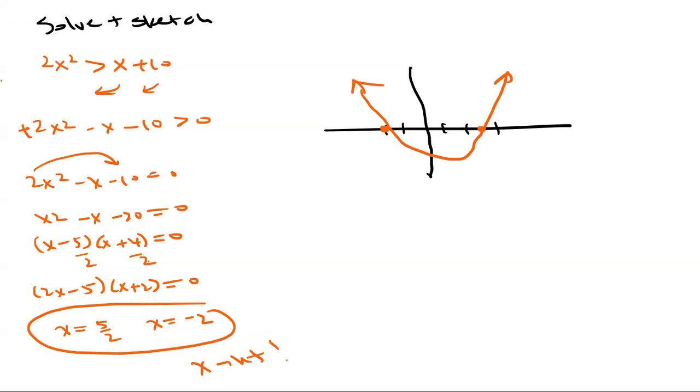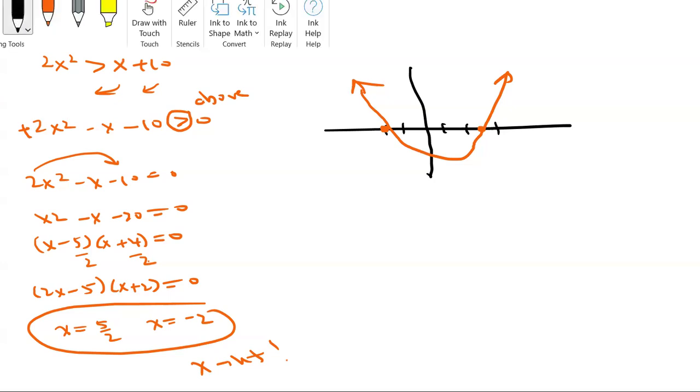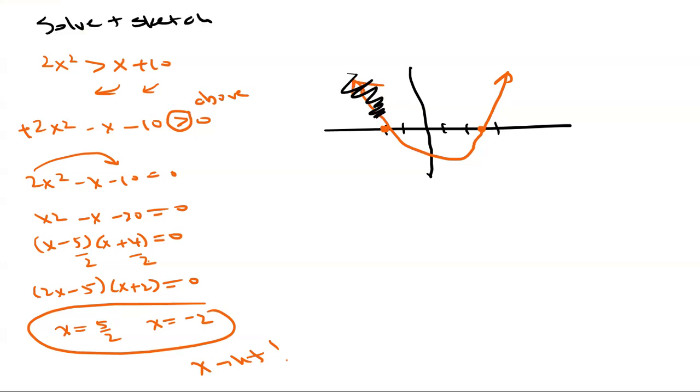Now we want the graph when it is greater than 0. So that means we want it above. In this case, it is above over here and over here. So that's where the graph is above.